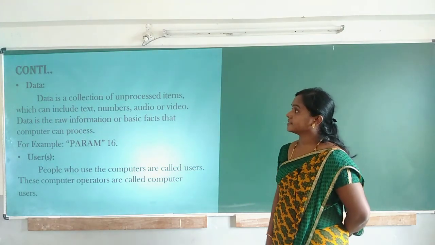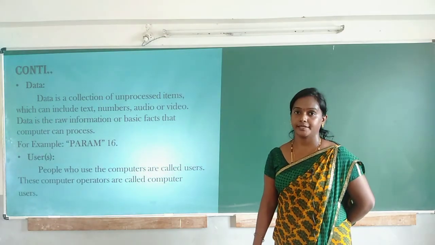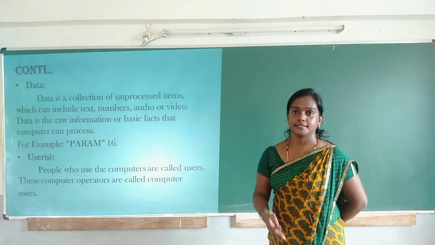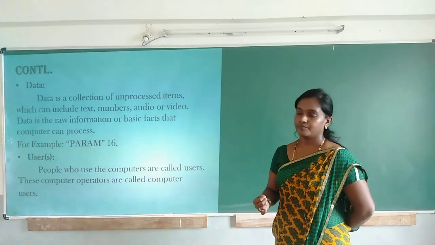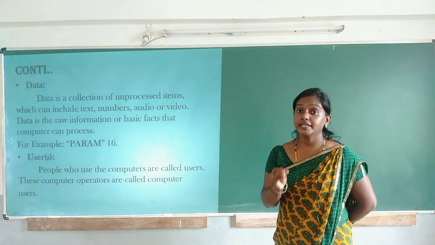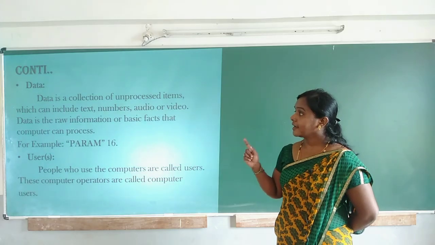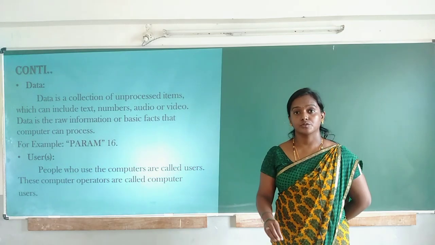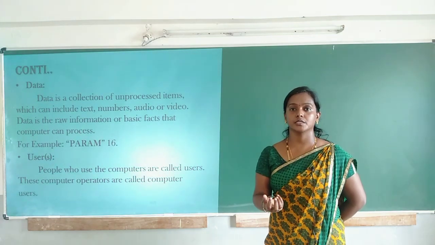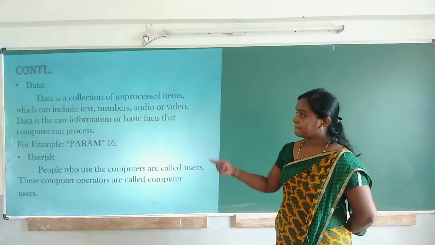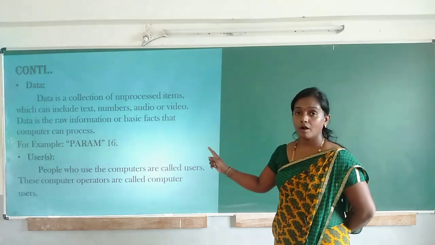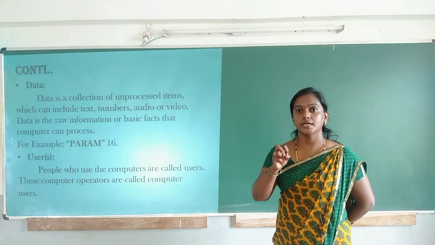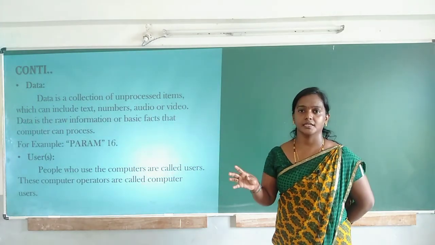See here, data is a collection of unprocessed items which include text, numbers, audio or video. All these come under data, but it is unprocessed. Data is raw information or basic facts that the computer can process. Examples here: Param, that is a name. I have not written that the name is Param, but only Param. 16, any number, that is data.